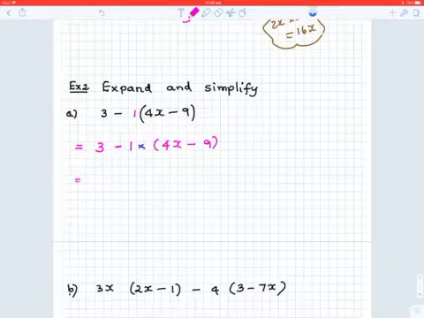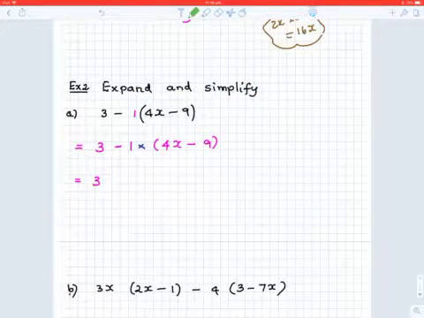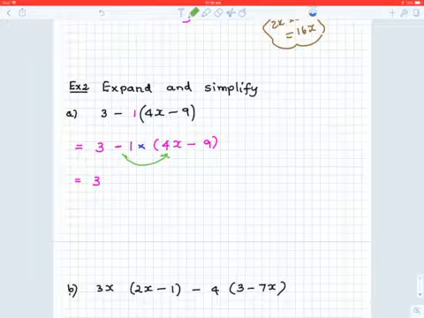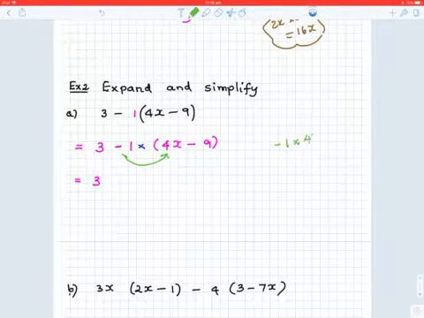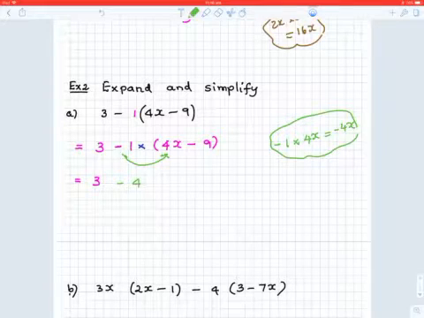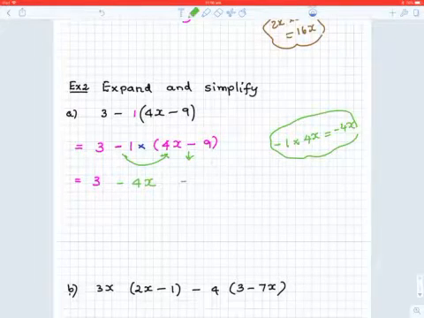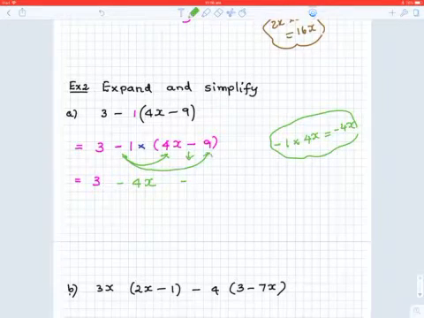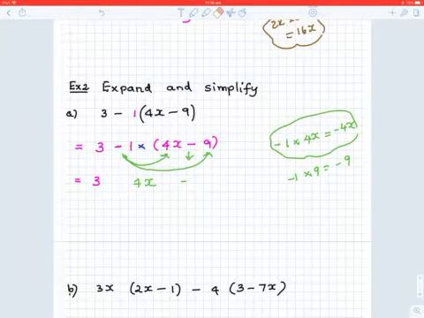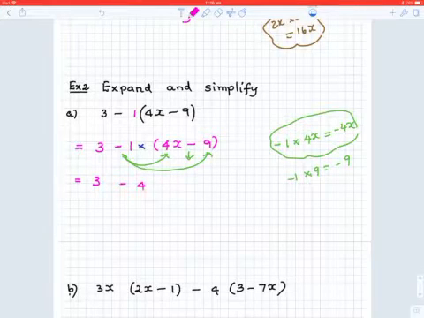Again, the 3 is going to stay as it is. This time, when we multiply, we start from minus, because the question is minus 1 times this. I have to do minus 1 times 4x. I have to consider the sign as well. So it's minus 1 times 4x, which is minus 4x. So the next term becomes minus 4x. Then the arrow goes from minus 1 to 9. Minus 1 times 9, which is minus 9.